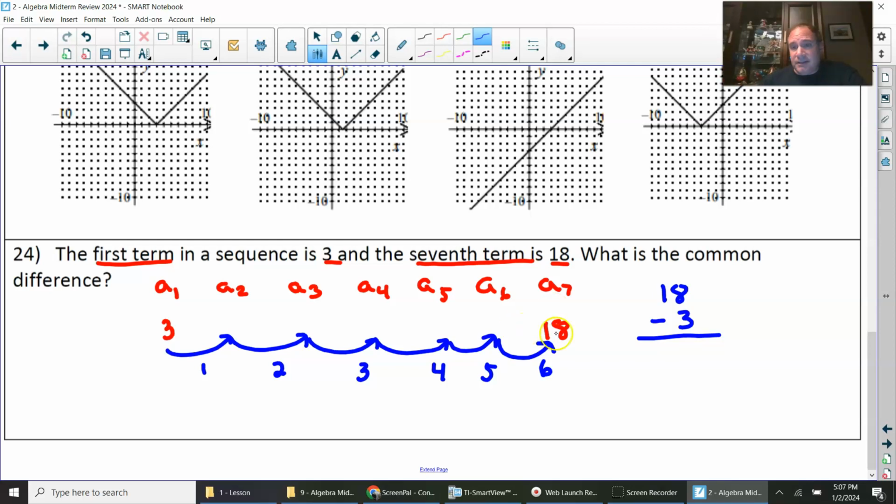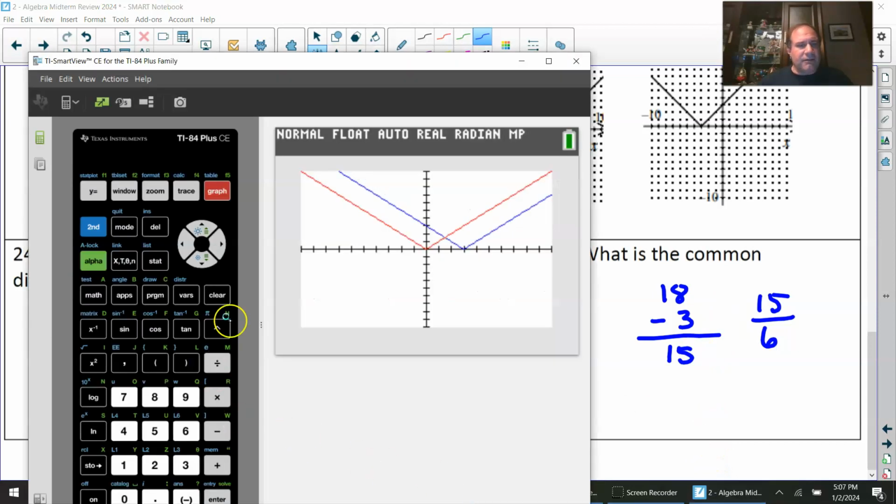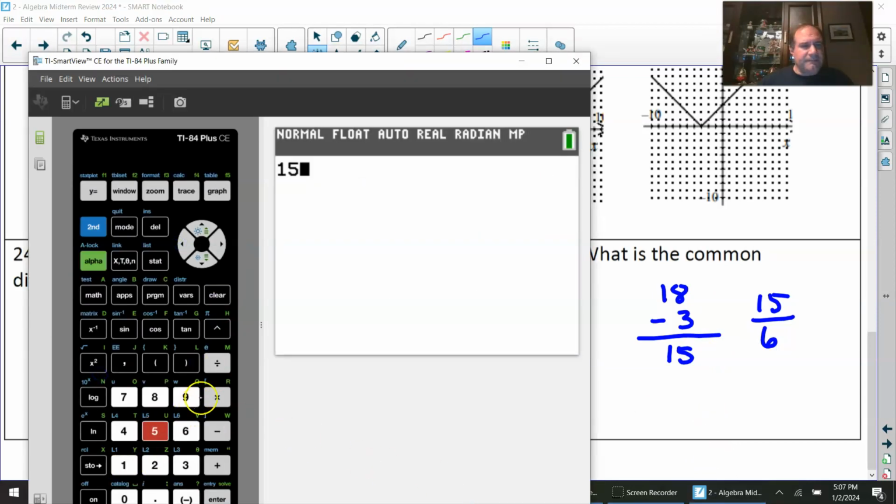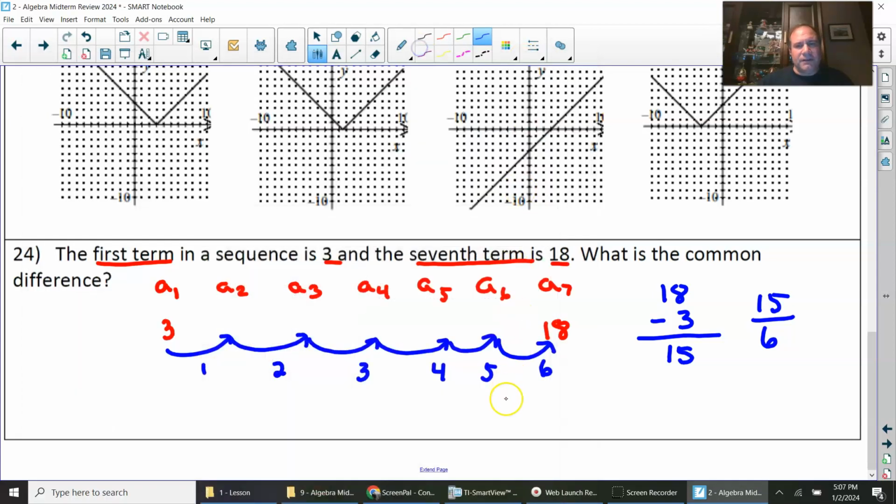So that's 17, 16, 15. So you have 15 numbers that you have to hop and get to 18. So in how many hops did you cover 15? Well, 6 hops. I counted 6 jumps. So 15 divided by 6, you grab your calculator, clear this out, 15 divided by 6, you enter it, it is 2.5. So the common difference, D, equals 2.5.